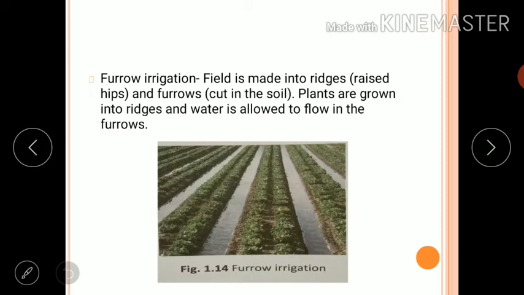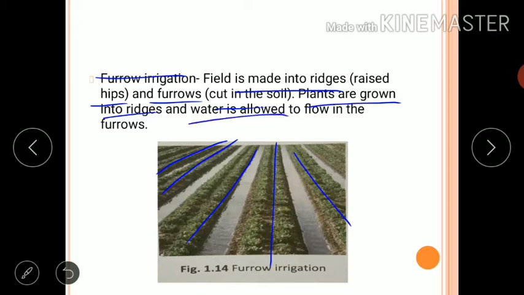Next is the furrow irrigation system. Furrow irrigation is a kind of irrigation in which the field is made into ridges or raised hips, or furrows or cuts in the soil. Plants are grown in the ridges. You can see over here, plants are grown in the ridges, and water is allowed to flow in the furrows. You can see over here, water.